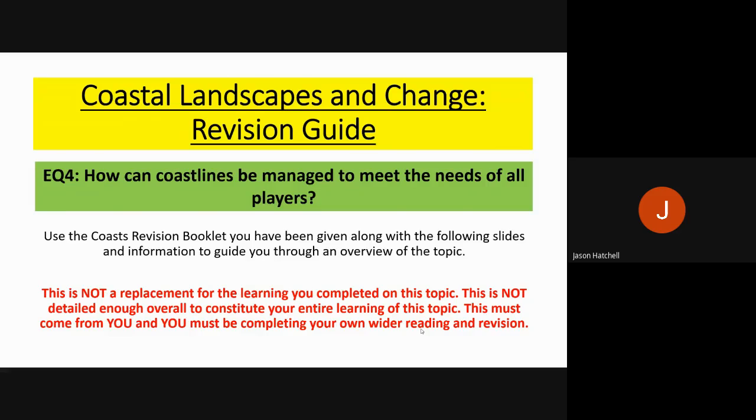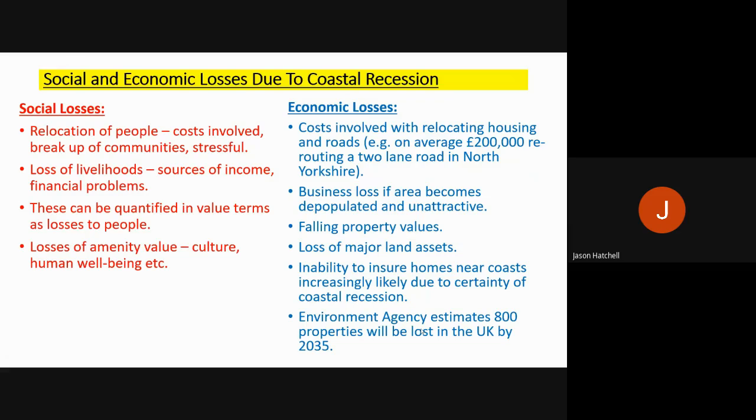So let's get started. The first thing to note about EQ4 is it mainly looks at the impact of coastal problems. So a big theme throughout these is the social and economic losses due to coastal recession. So the coastline receding inland due to erosion and the general social and economic losses as a result. Now, these are very general to start with, and then we'll apply them to case studies next.